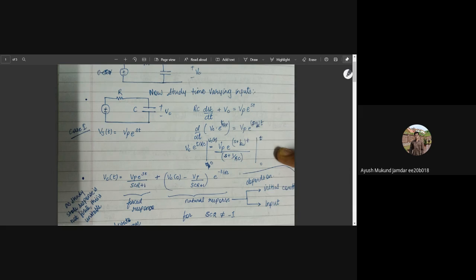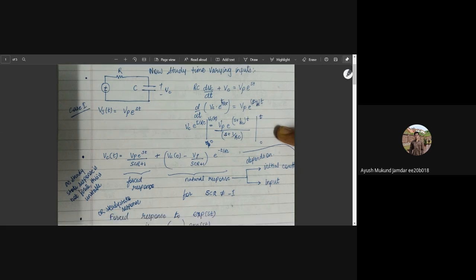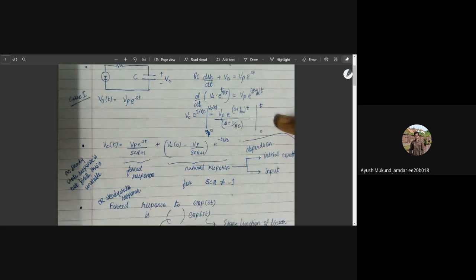The voltage source is exponentially varying, and we have got two terms, that is the forced response and the natural response of the system. So, as you can see, the natural response does depend on the input as well as the initial condition. But the forced response, as you can see, is an eigenfunction of the exponential function e raised to st. So, the special thing about exponential input is that the forced response is a function of s times e raised to st.